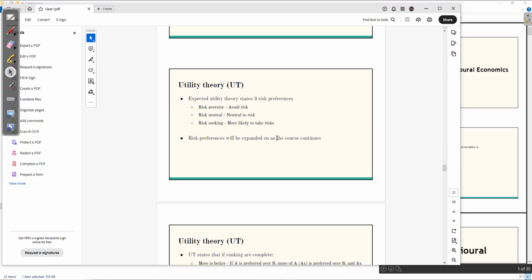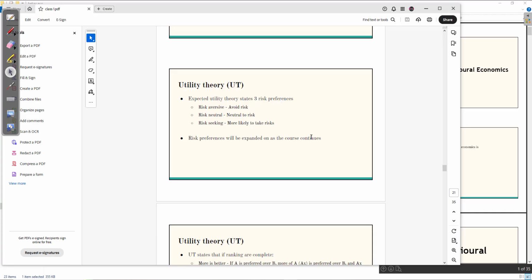Expected utility theory states three risk preferences. If you are risk averse, you will avoid the risk. If you are risk neutral, you are neutral to the risk, you are indifferent. And risk seeking people are those who are more likely to take a risk. Risk preferences will be expanded on as we continue with this course. There are a lot of things in behavioral economics, how these things are studied. We will look into that.